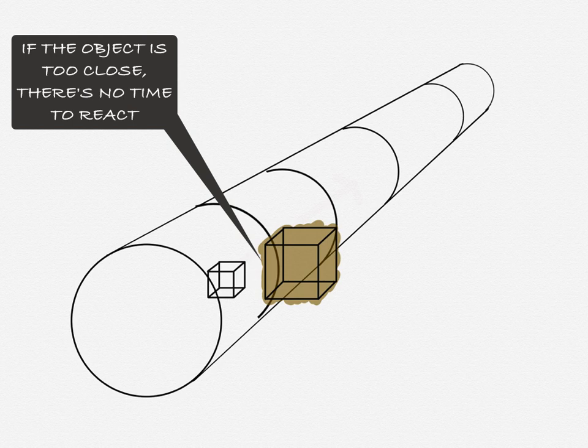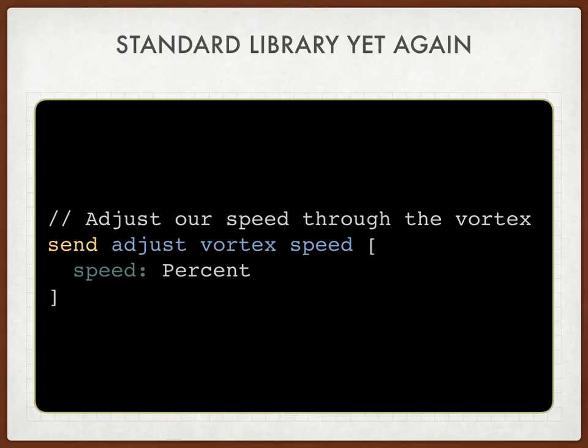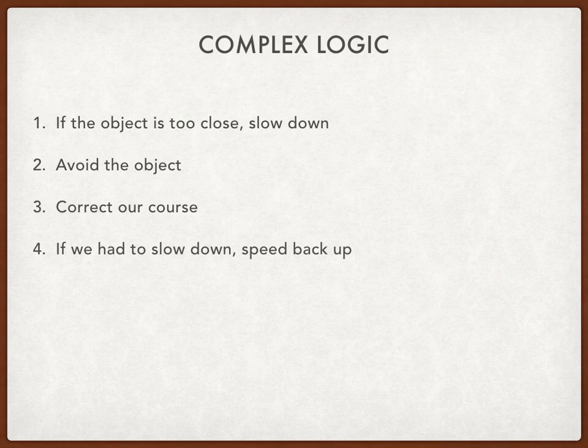However, we can slow ourselves down to give ourselves time to move around the object. There is another event we can send called adjust vortex speed, and we give it a percentage. So we can slow down by 90%, speed up by 110%, however it goes. This is going to be complicated, and it will let us see some more complex computation in timeline. Basically, if the object is too close, we want to slow down. We want to avoid the object. We want to correct our course back to where we were. And if we had to slow down, we want to speed back up so we arrive on time. Okay, so let's walk through this.